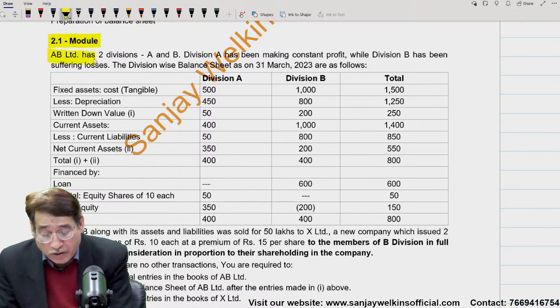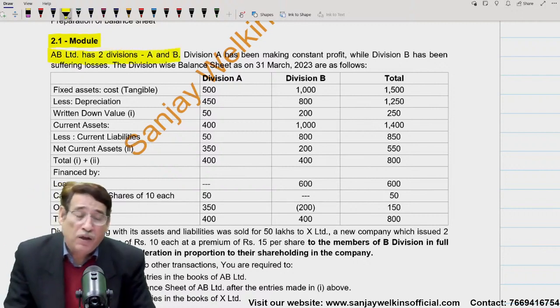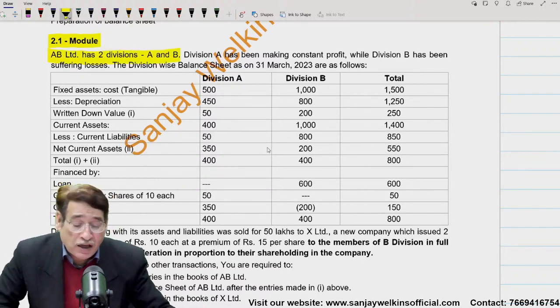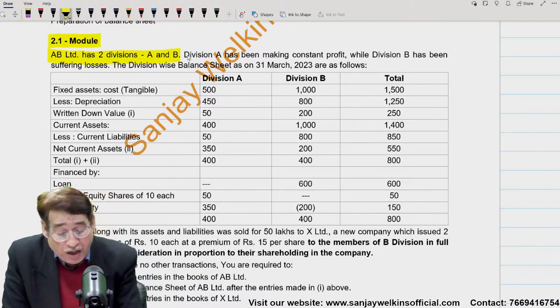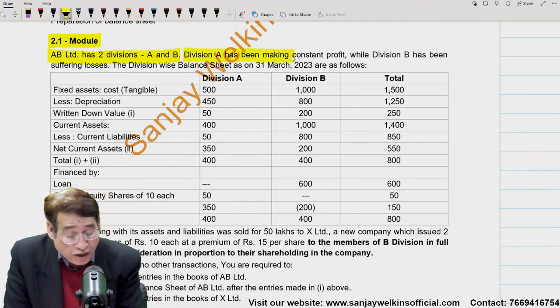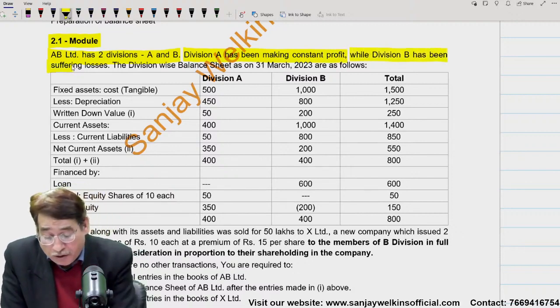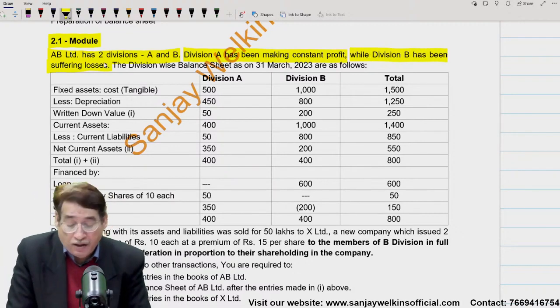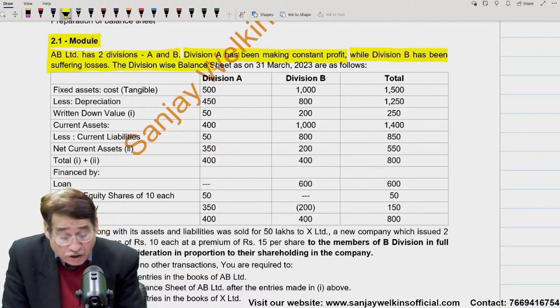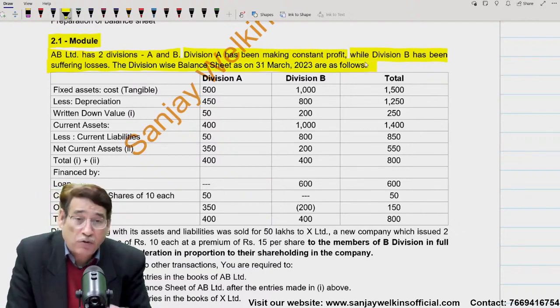AB Limited has two divisions, A and B. There is an organization. It has got two divisions, A and B, and division A has been making constant profit, while division B has been making constant losses, that is suffering from losses. The division-wise balance sheet on 31st of March 2023 is given to you. Correct?